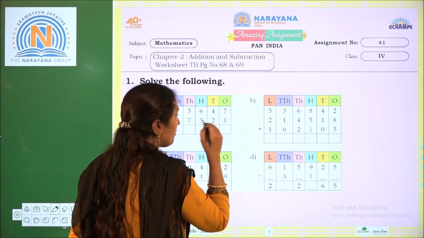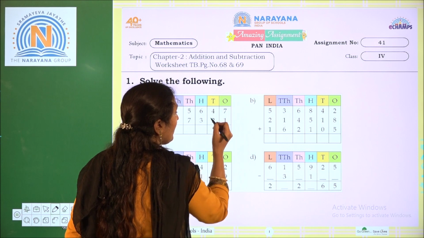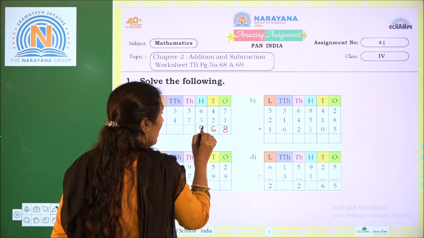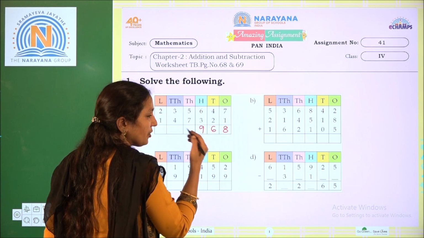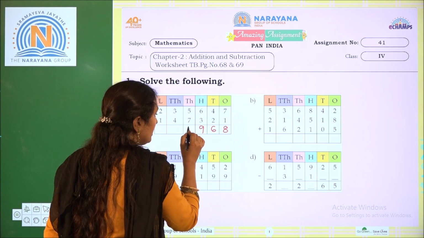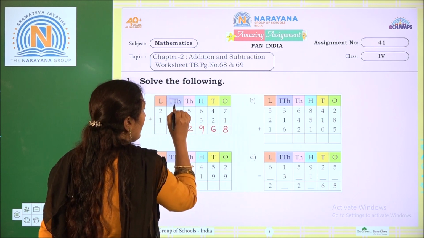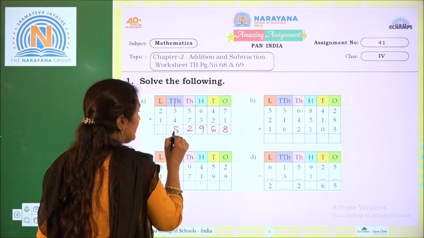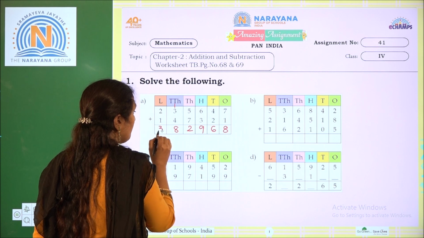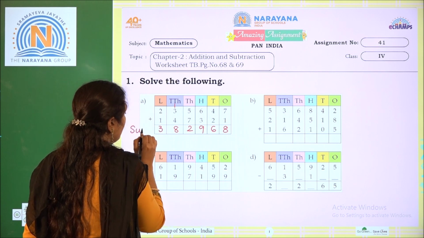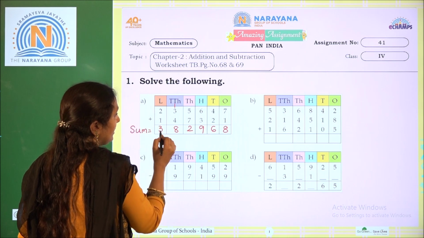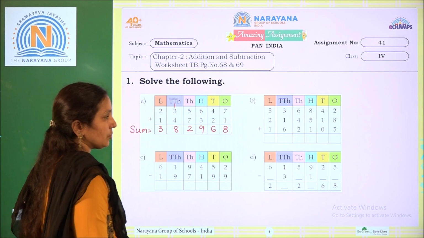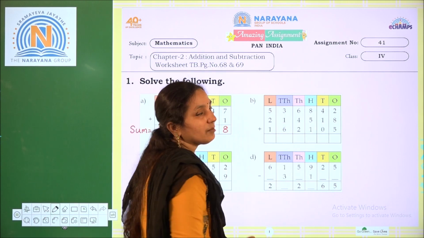7 plus 1, 7 after 1 is 8. 4 plus 2, 4 after 2 is 6. 6 plus 3 is 9. 5 plus 7, so you know 5 after 7 numbers, it will be 12. Write 2 here, 1 regroup it. So 1 plus 3 plus 4 is 8 and 2 plus 1 is 3. So the sum equals 3,82,968.